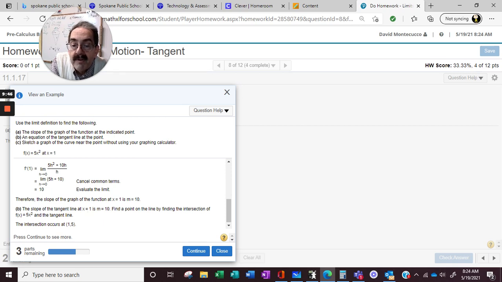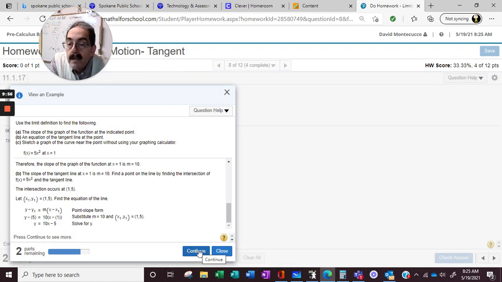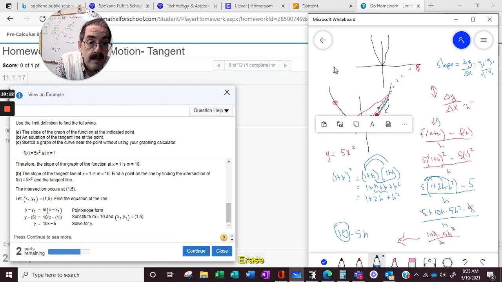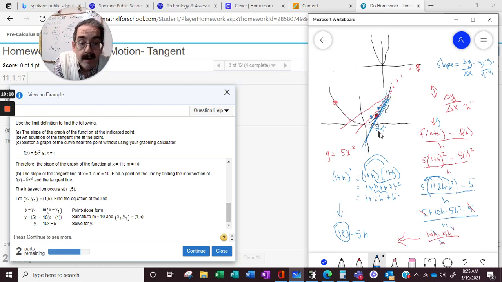Find a point on the line by finding the intersection of that and the tangent line. The intersection at 1 gives us a 5. We just plugged it in. Now we need to write the equation of the tangent line. We know the slope, that's what we were trying to find. This number right here is the slope of our line, a slope of 10. And we know the point because when we plug the 1 in, we get 1 comma 5.